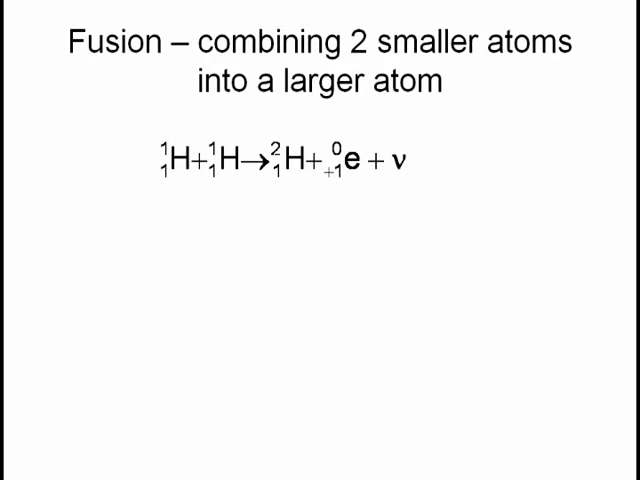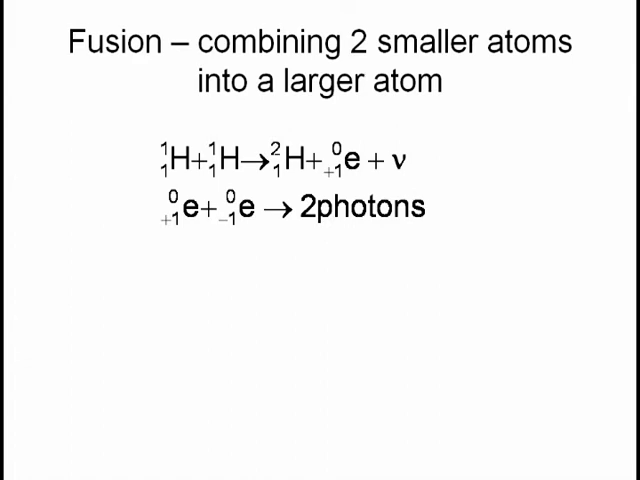So we're going to start off, we have 2 hydrogen atoms that are going to combine into a new hydrogen atom, and that hydrogen atom has 2 nucleons, 1 proton and 1 neutron. This is called heavy hydrogen or deuterium. It also creates a positron and a neutrino in this reaction.